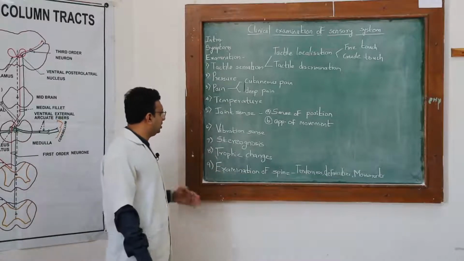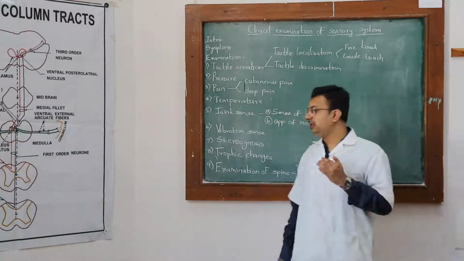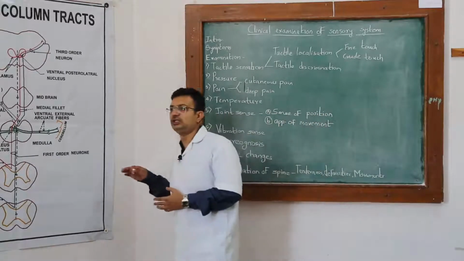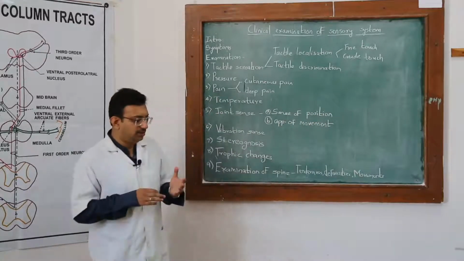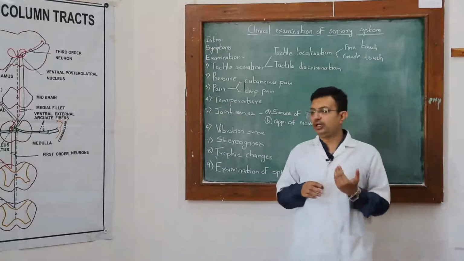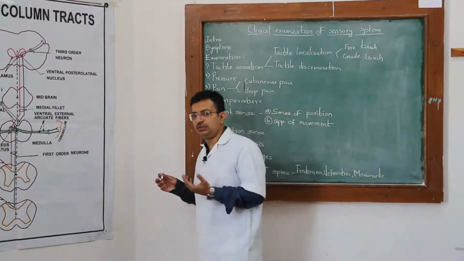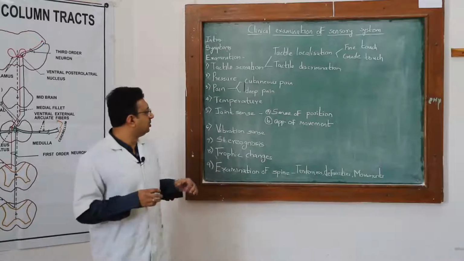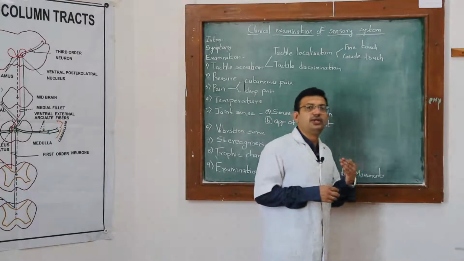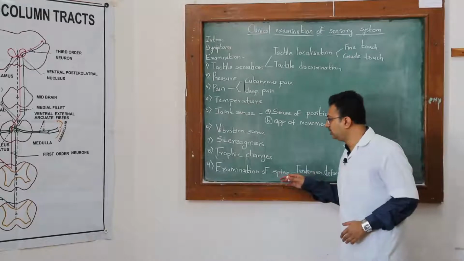Then trophic changes. Trophic changes are the changes seen in a person whose nerve supply to a particular part is cut. Usually the skin becomes hampered, it becomes lusterless, then you have hair loss, bones become brittle, the joints become deranged. So all these trophic changes are seen in lesions where you have damage to the nerve which is supplying that particular part.